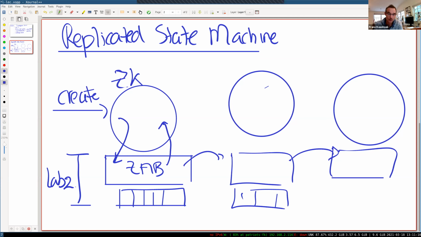And what we're going to be focusing on in Lab 3 is implementing a service on top of it. This paper talks about this coordination service, Zookeeper. We're going to actually implement in Lab 3 a key-value store.